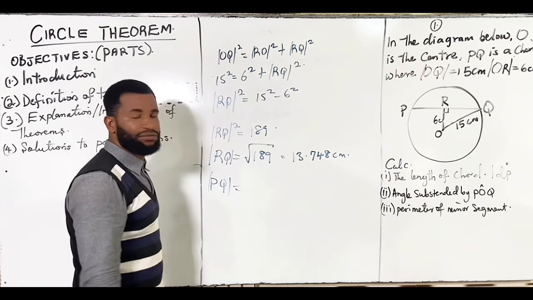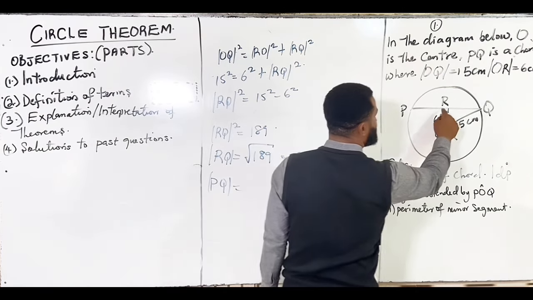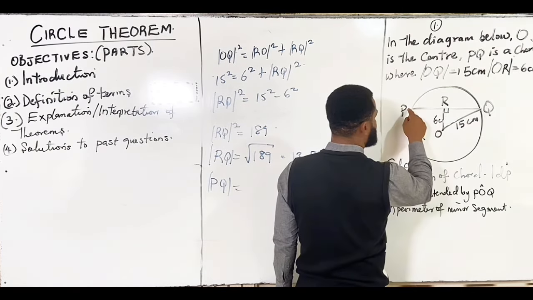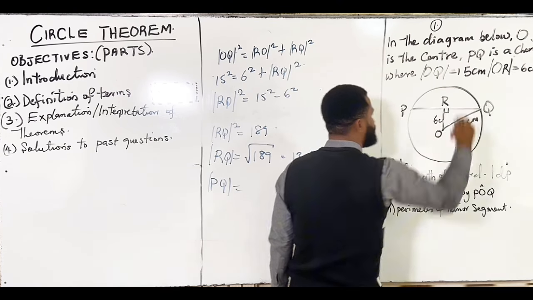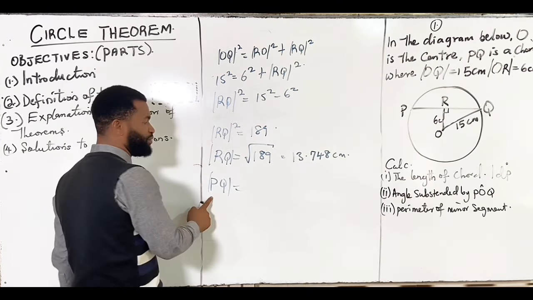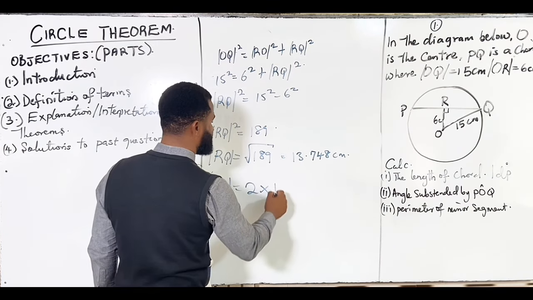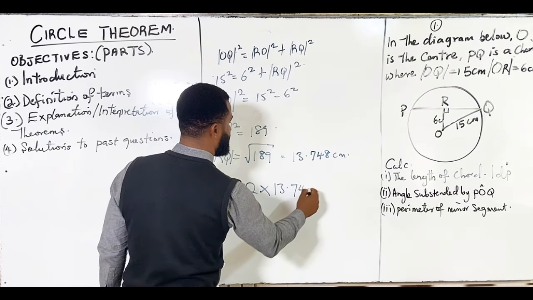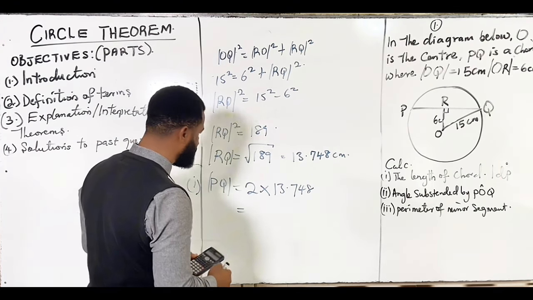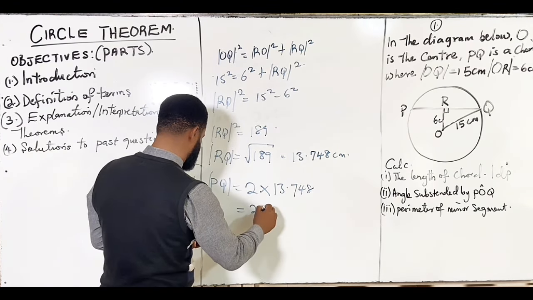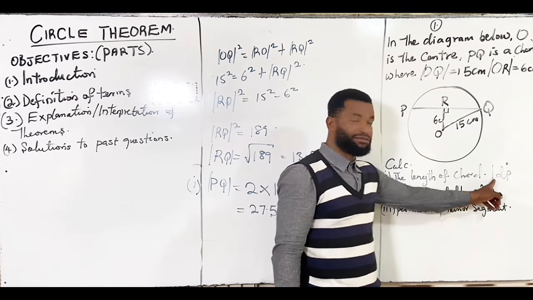The length of the chord PQ is going to be 2 times, because we found only from R to Q. So to get from P to Q is going to be whatever I get here times 2. So the length of the chord PQ, which is the first solution, is going to be 2 times 13.748, which is 27.5. Remember they said we should go to 1 decimal place.